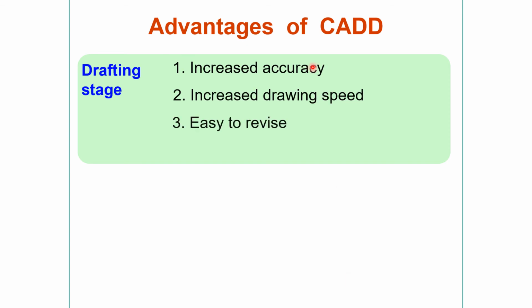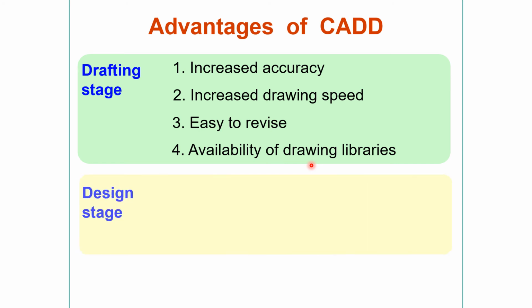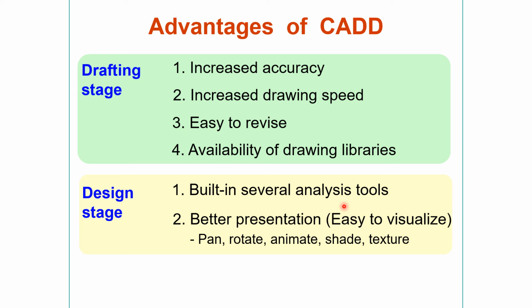Advantages of CAD: increased accuracy, increased drawing speed, and ease of revision, meaning if there is any mistake, we can just press delete on the computer and the line will be deleted. Availability of a drawing library: there is already a built-in library like washrooms, sinks, basins, trees, sofas, bedrooms, almost all of which are already present in AutoCAD, so that is easy to use. Design stage: built-in analysis tools, like after making a geometry, with a single area command you can measure the area. So better presentation, easy to visualize. Then we can rotate the model, animate, shade and texture.